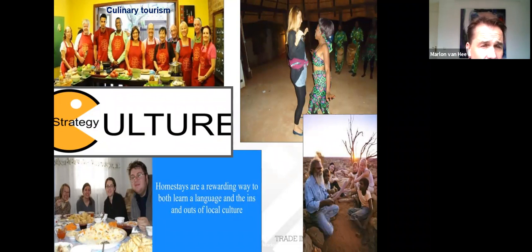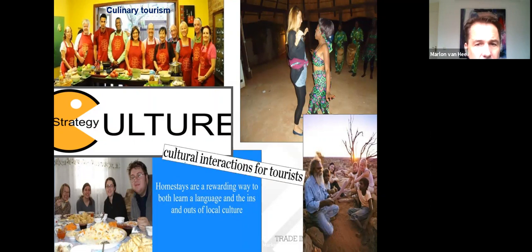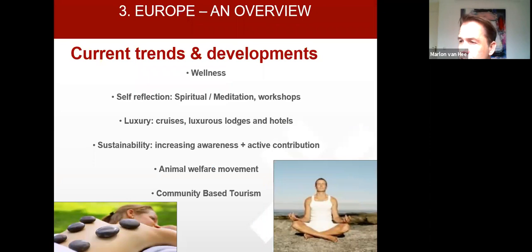Hungry for culture, that reflects to culinary tourism. So culinary workshops, really, really popular amongst all ages. But interaction, hands-on activities, that is what it should be all about. It should be active. It should not be passive cultural experiences. So be part of the action is what Europeans prefer. So cultural interaction for Europeans is really, really important. So some other trends, wellness.